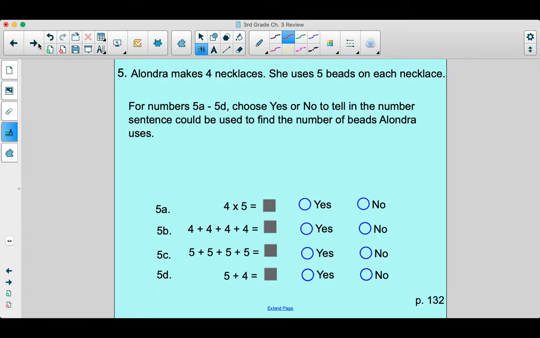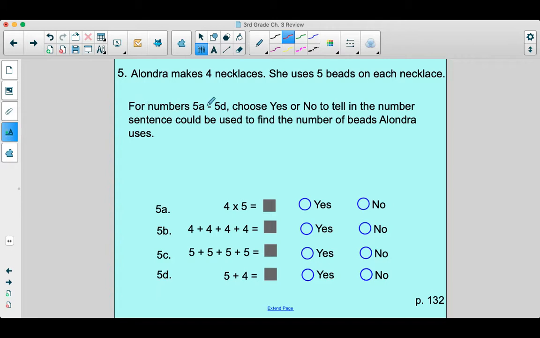All right, here's number 5. We've got Alondra makes 4 necklaces. Okay, so stop to imagine that. She's got 4 necklaces. Okay, now imagine that she uses 5 beads on each necklace. Okay, so now we have to figure this part out.